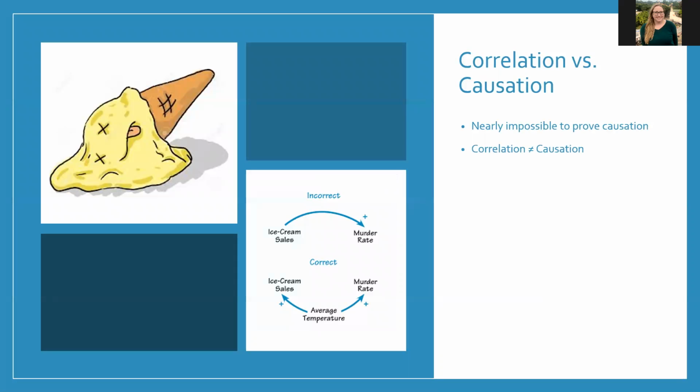Lastly, it's important to remember that correlation does not equal causation. It is nearly impossible to prove causation. Statistics show that the number of murders increases at the same time that ice cream sales increase. Does that mean ice cream causes murder? No. As temperature increases, people become more easily aggravated and murder rates increase. Hotter temperatures also result in a higher number of ice cream sales. Separately, correlation does not equal causation.